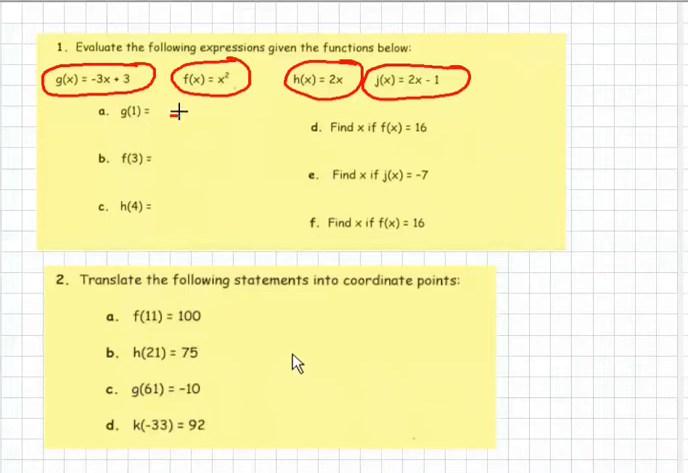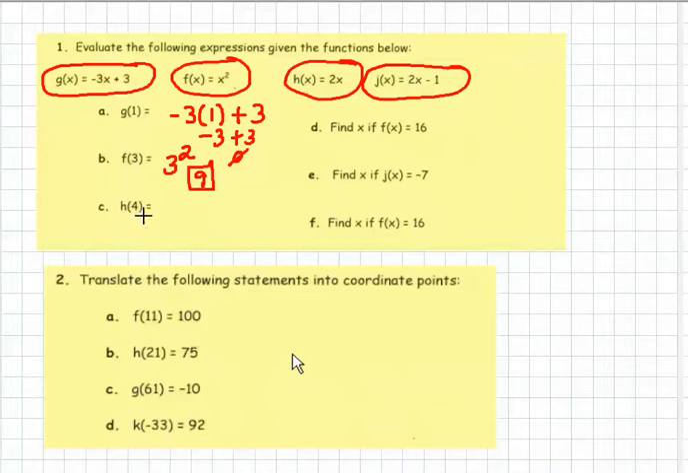So what I'm going to do is take that function rule, but instead of this x, I'm going to replace it with a 1, and simply evaluate it. Negative 3 times 1 plus 3, well, that's going to be negative 3 plus 3, or 0. Okay? Let's take the second one, f of 3. Well, what that means is I'm going to go over to this function rule, the second one, it's called f of x. I'm going to replace the x with the 3, and I get 3 squared, or 9, and that's my answer for that one.